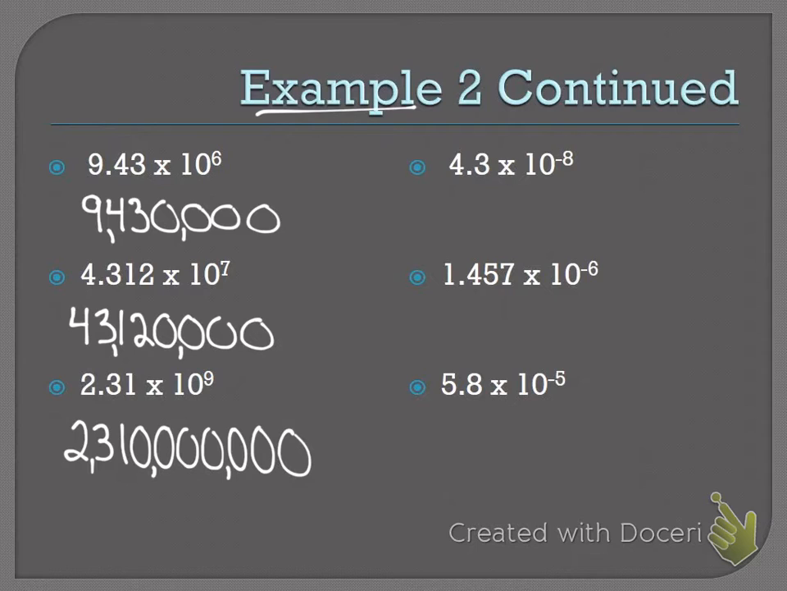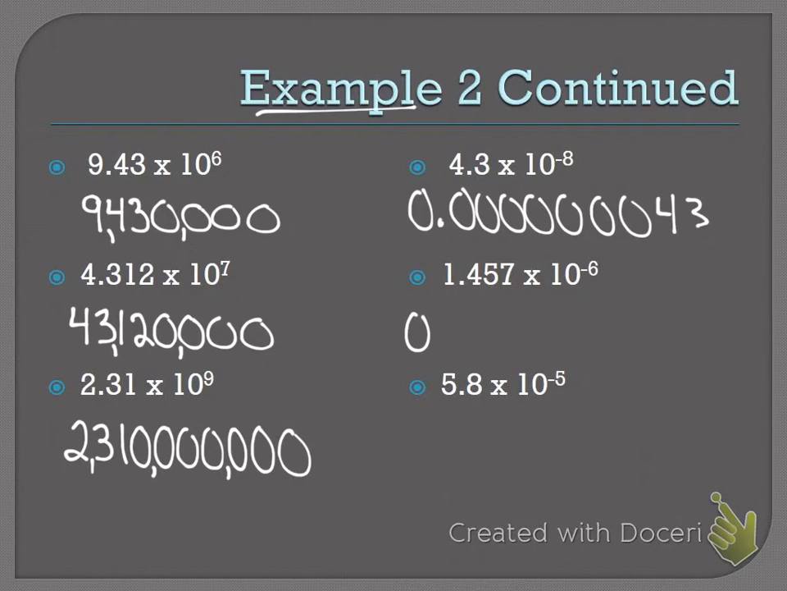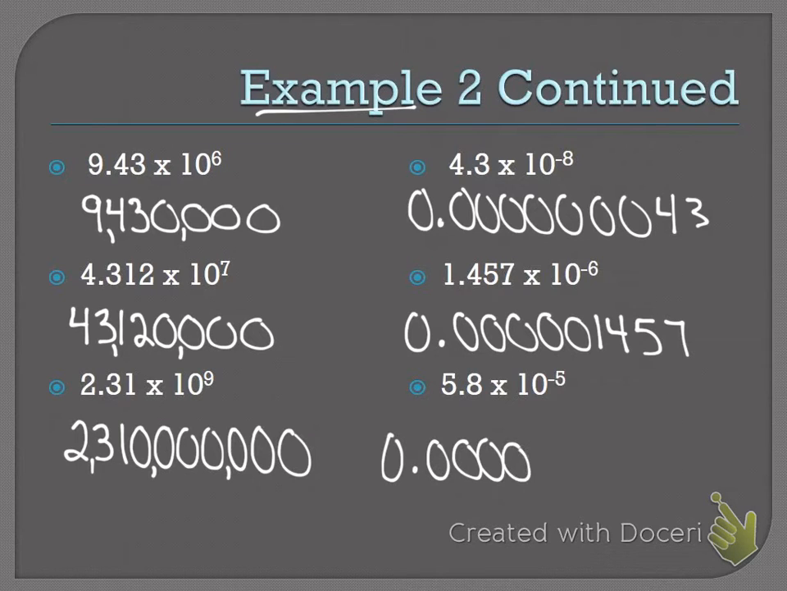Y'all still finishing up the last three? Yes. I'm still doing it. Okay, just another minute. All right. How many zeros did you have to add? 7. And then a 4 and a 3. What about the next one? How many zeros did you need? Not 6, but 5. And then a 1 and a 4 and a 5 and a 7. And then the last one, there's 4 zeros after the decimal, and then a 5 and an 8. All right, so that's it for 4.7.